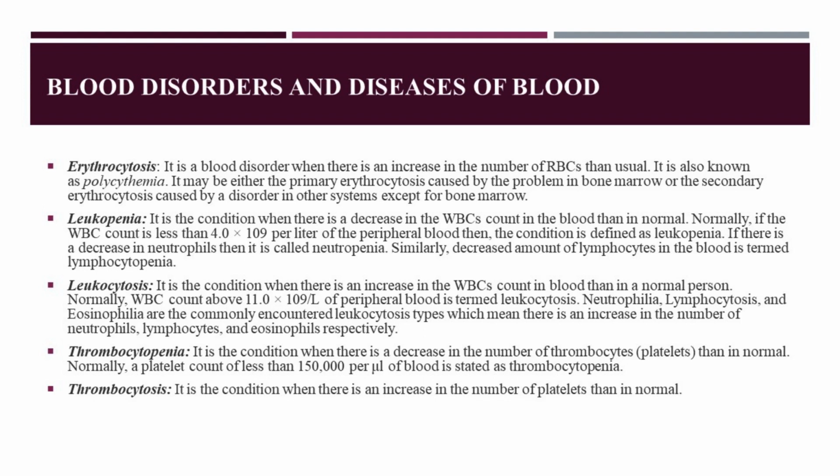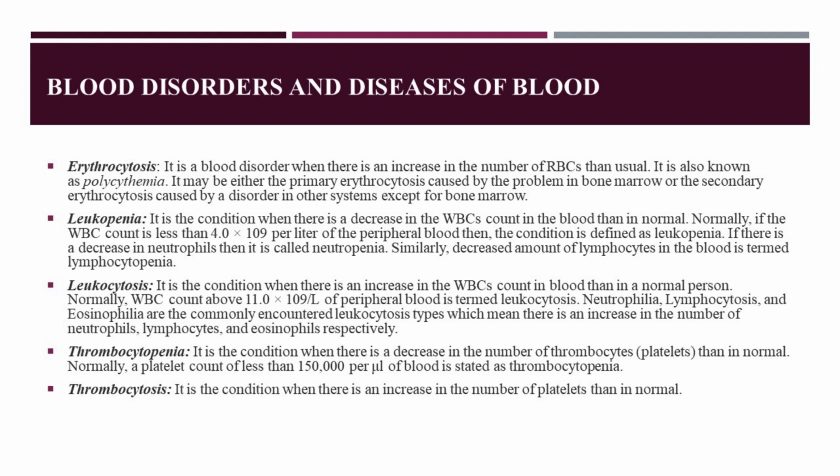Leukocytosis. It is the condition when there is an increase in the WBCs count in blood than in a normal person. Normally, WBC count above 11.0 × 10^9 per liter of peripheral blood is termed leukocytosis. Neutrophilia, lymphocytosis, and eosinophilia are the commonly encountered leukocytosis types, which mean there is an increase in the number of neutrophils, lymphocytes, and eosinophils respectively.